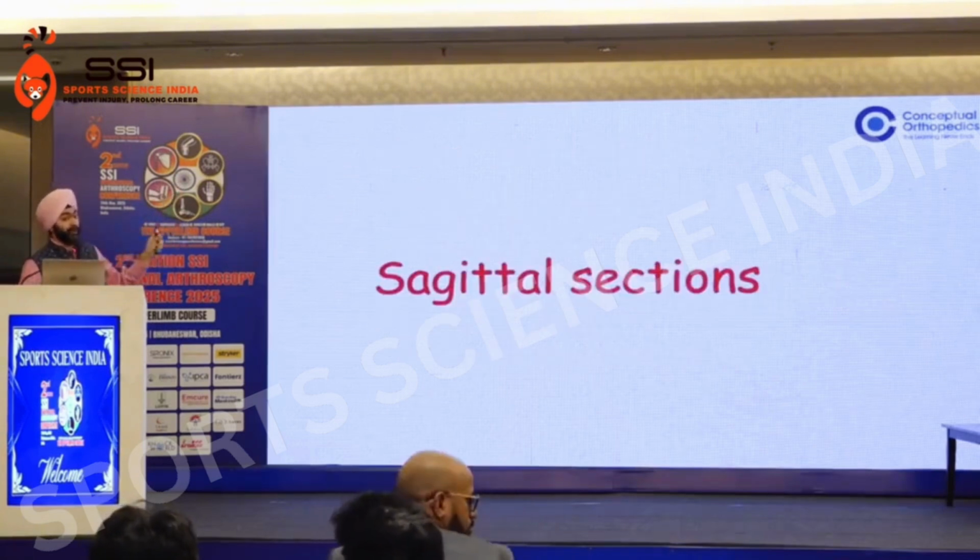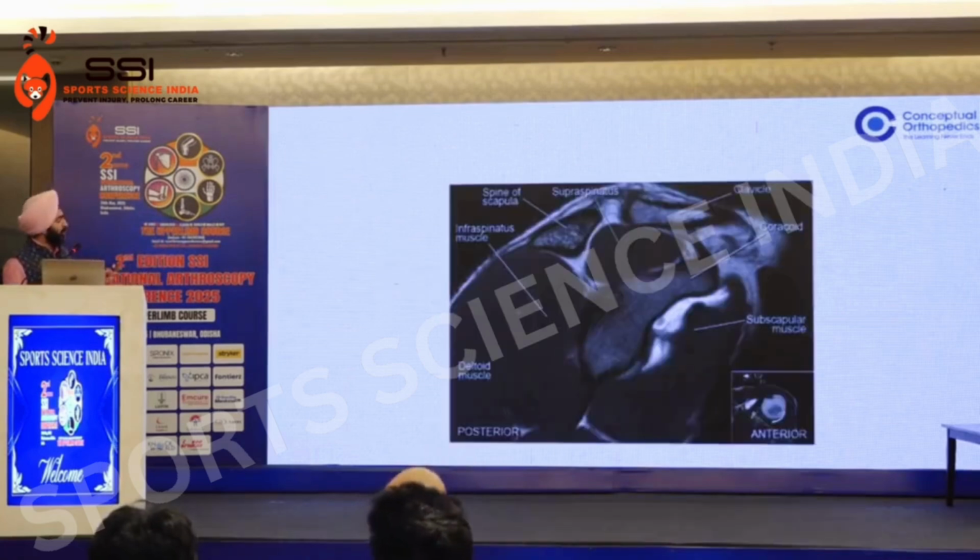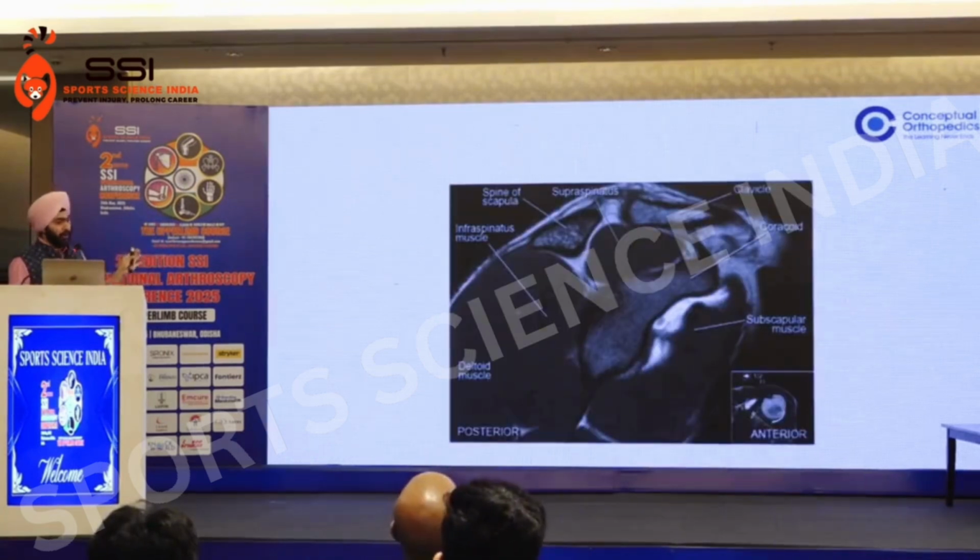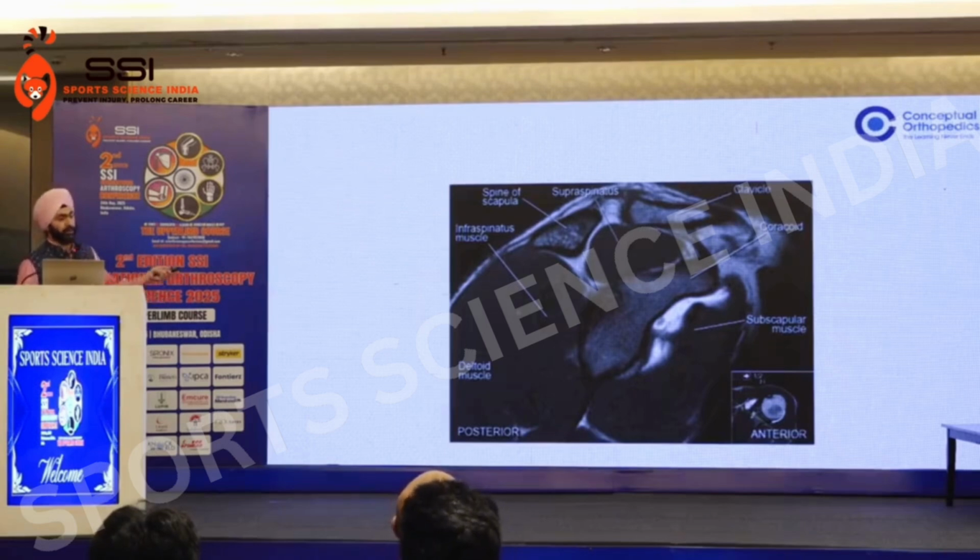Sagittal section, again very, very important, especially for cuff tear patients. This is what a sagittal section looks like. Again, orient yourself. Where is the coracoid? That becomes anterior, and that becomes posterior. If you're seeing the glenoid and scapula, that's the medial section, so you're moving from medial to lateral.